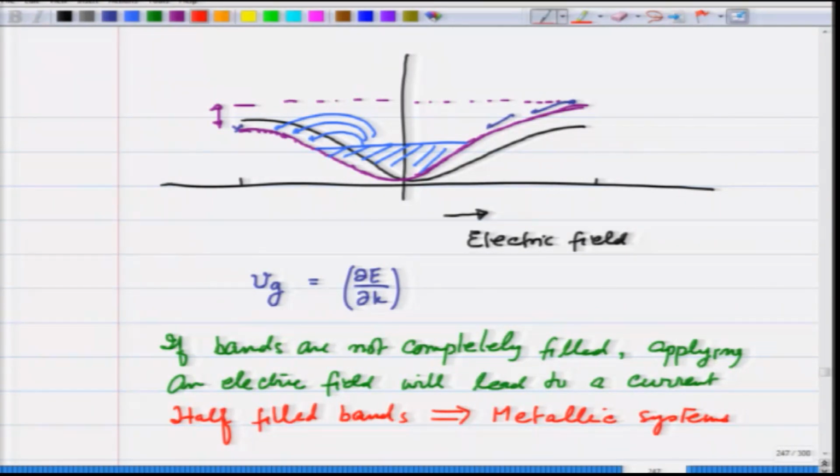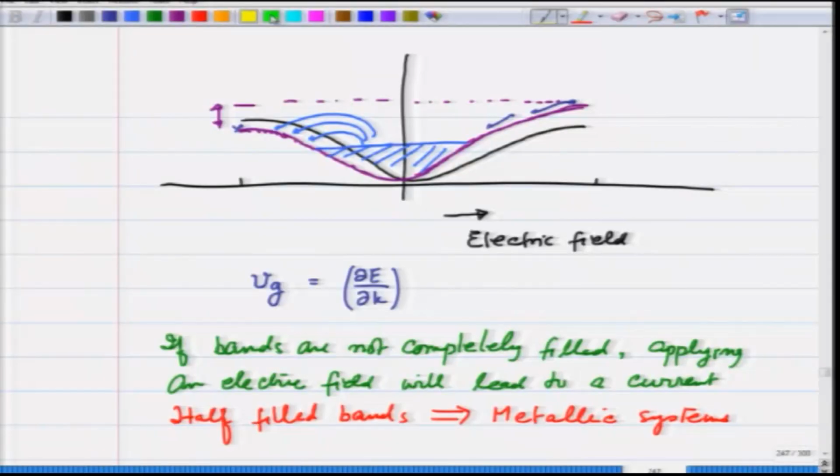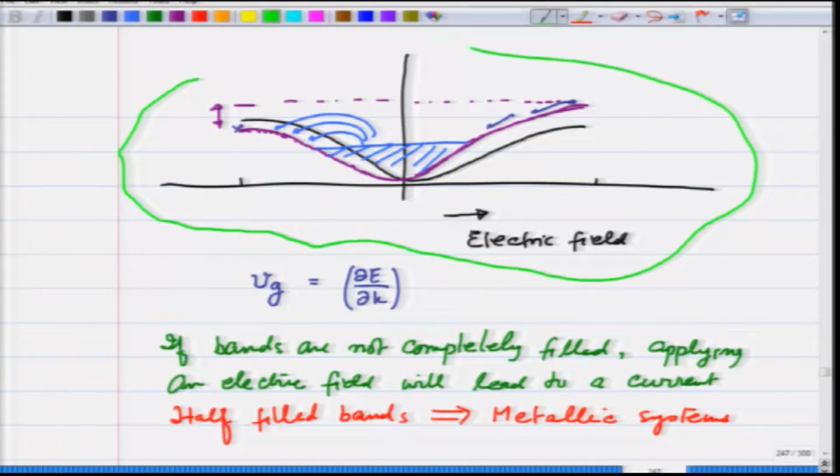The word of caution is, I have been very qualitative when I made this picture up here, let me encircle this with the green color. When I made this picture here, I tilted the band. It is a very qualitative picture, because remember this band has been plotted in k space, which is not the same as the regular x space. So, when I said it is tilted, it has to be taken very qualitatively.